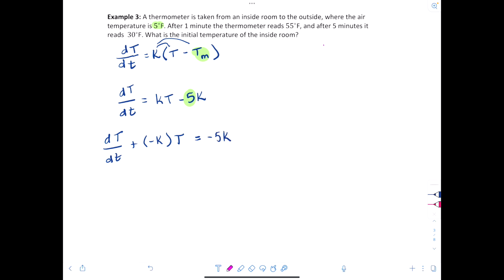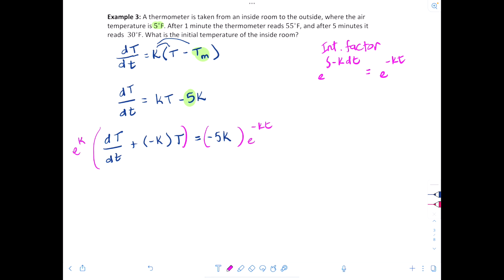So to find the integrating factor, I take the coefficient of the T term and have e to the integral of that with respect to time in this case. So this is going to give me e to the negative kt. That negative k is just treated like a constant. And then multiplying both sides by e to the negative kt, I'll have my setup done.